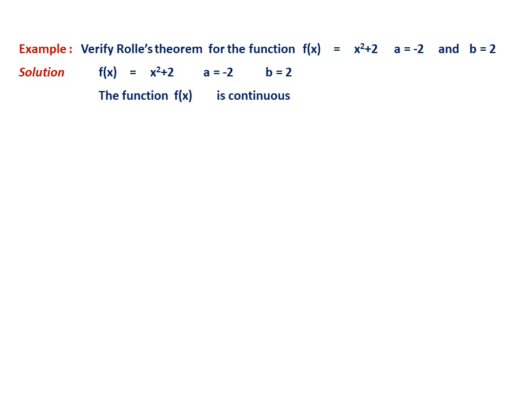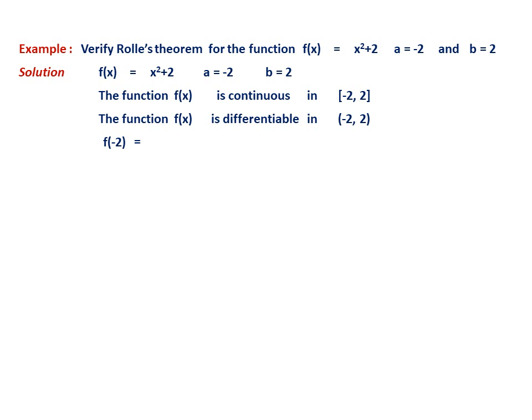So the function f of x is definitely continuous in the closed interval minus 2 to plus 2, because a polynomial function is continuous. Second one, this you have to write. The function f of x is differentiable in the open interval minus 2 to 2. So this is the second condition.